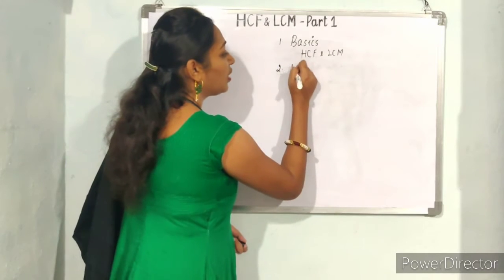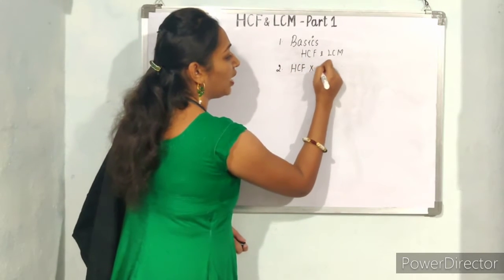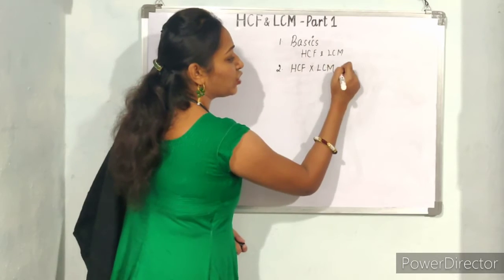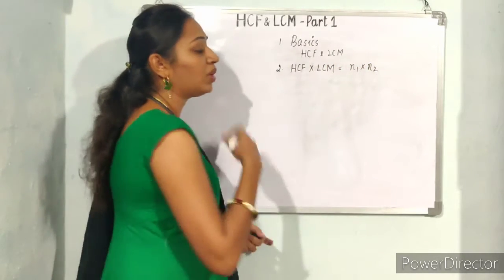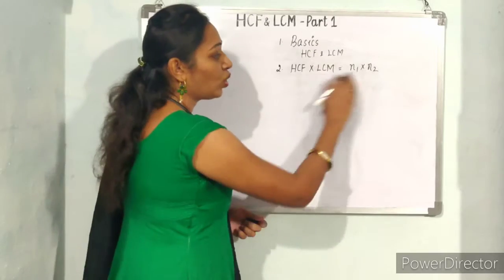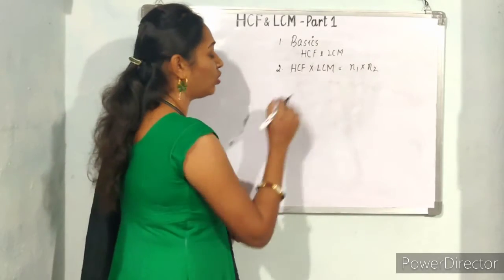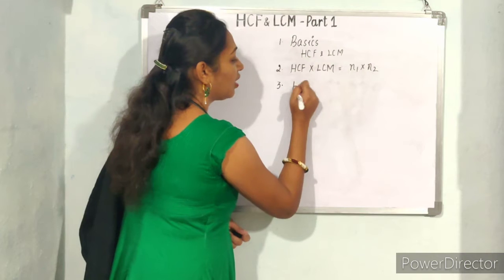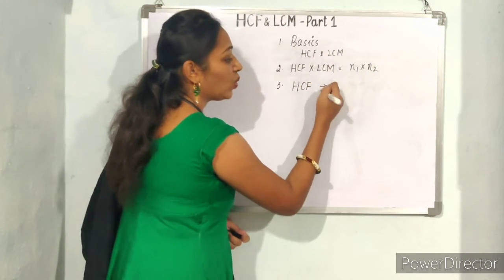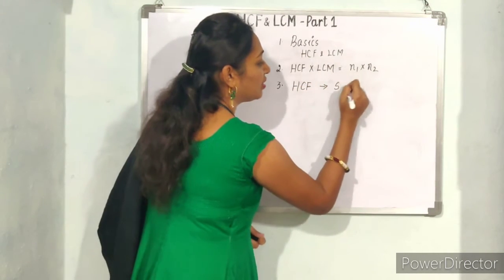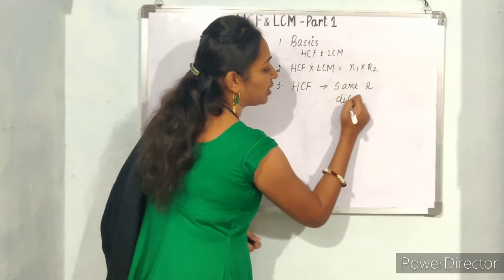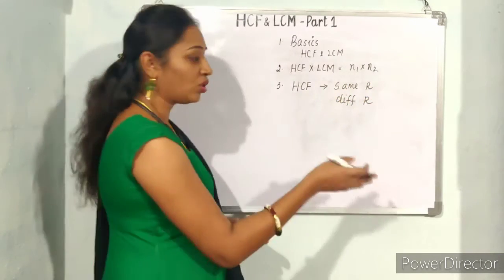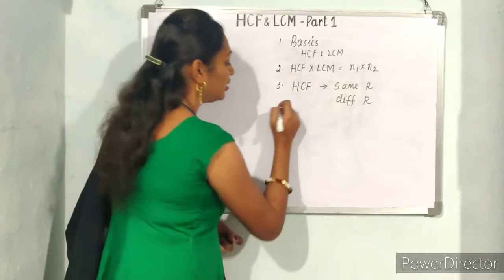The next is we'll solve problems based on this formula: the product of HCF and LCM is the product of the two numbers. Based on this formula we have many things, so we'll learn some problems based on it. The third one is how to find the HCF when the numbers have the same remainder and when they have different remainders. Based on this concept, we'll have the third subtopic.